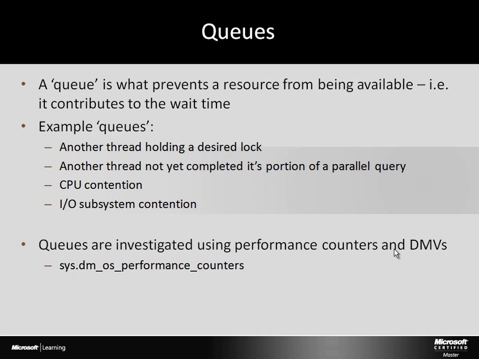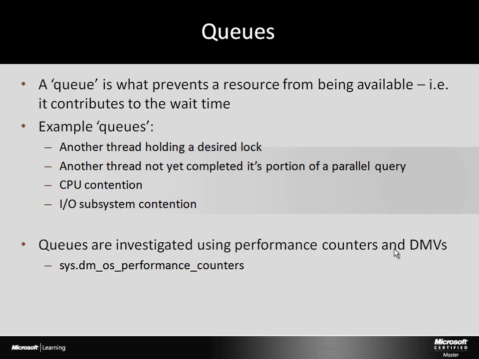So a queue is basically something that's stopping a resource from being available. Going through the list from the previous slide, if a thread is waiting for a particular lock and some other thread is already holding an incompatible lock, then the resource being waited for is that second thread to release its incompatible lock. Talking about query parallelism, if one portion of the query finishes first and the other portions haven't yet finished, then it's going to be a CXPACKET wait. The resource that's being waited for, in other words the queue, is the rest of the parallel query to finish.